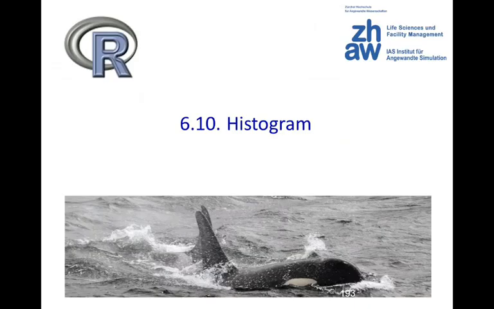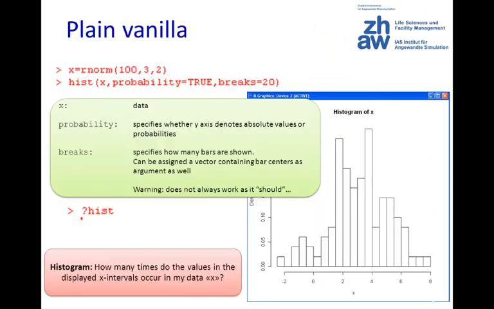The next plot is the histogram. The histogram can also be done in plain vanilla style easily by just creating some random data and then doing a histogram of x. The parameter probability tells you that on the y-axis you would like to have probabilities and not absolute values. The command breaks tells you how many bins of the histogram you would like to have.